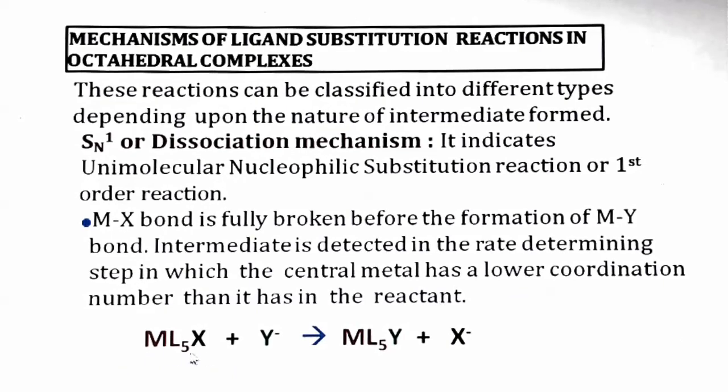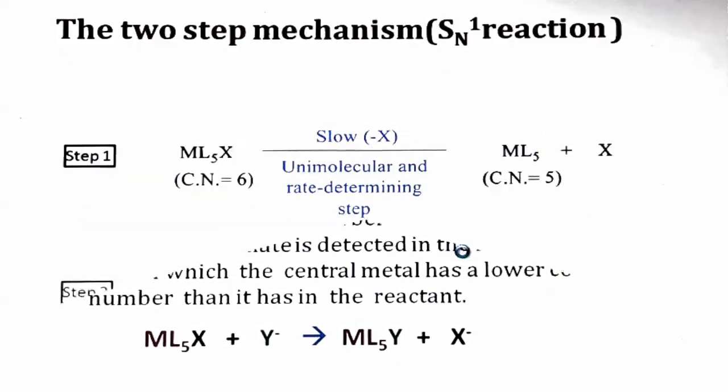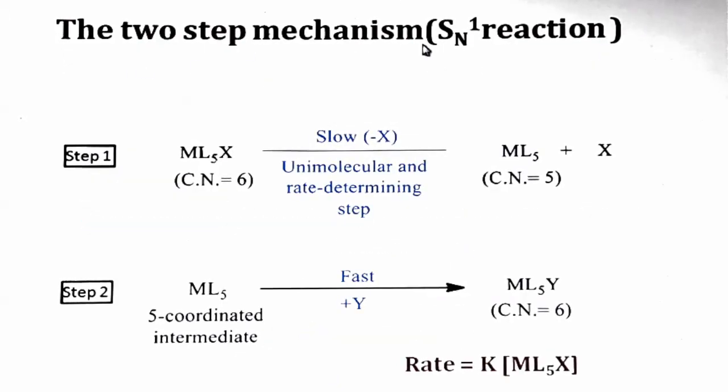Here we have taken one complex and the coordination number is 6. And this is our entering ligand or nucleophile. Now this X is replaced by Y and we are getting this final compound. We will understand this reaction by this mechanism. SN1 reaction is a two-step mechanism.